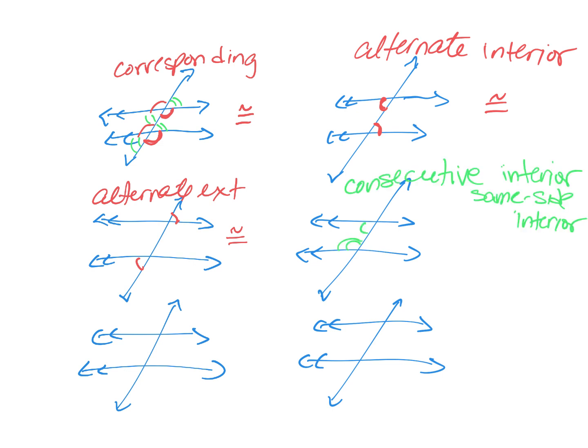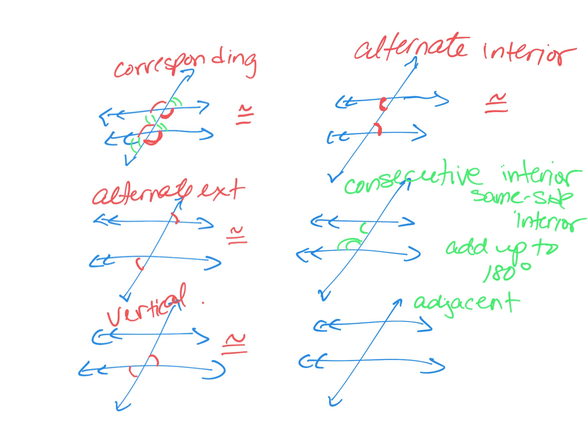So with consecutive interior, are they going to have the same measurement? So these add up to 180. Vertical angles were the ones that were across each other on an X. That one and that one. And what do we know about those angles? They are always congruent no matter what.